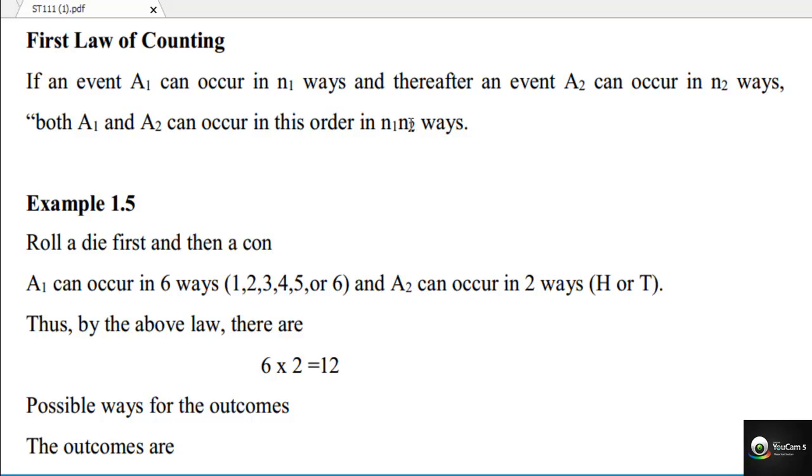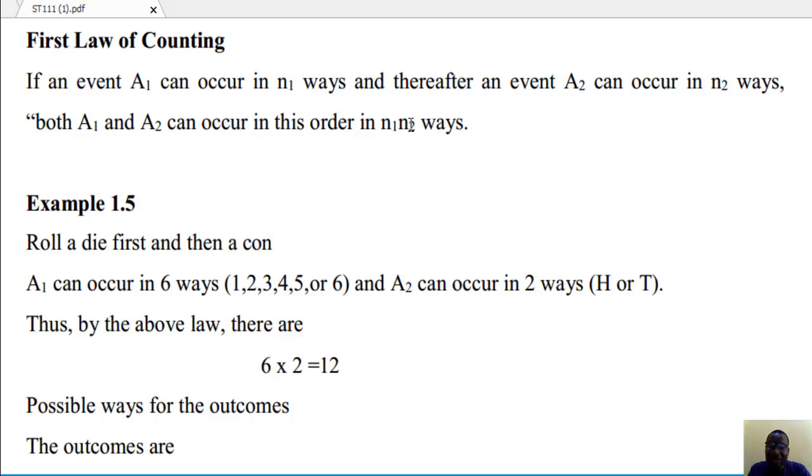Good day, learners. I'm pleased to send you another video on the law of counting, permutation and combination. It's going to be very brief, but after the video you will just go and study this book so that you can get the full understanding and practice all the examples in the book.